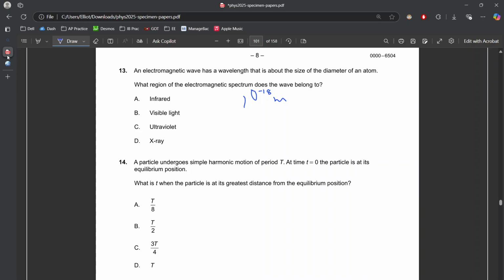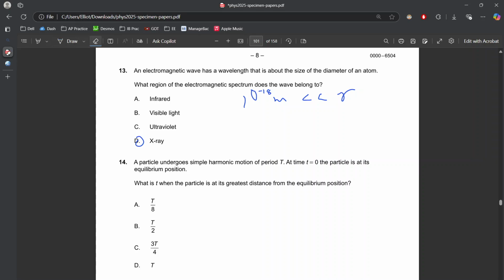Okay, so what are your choices? This is how I would do this. You have infrared, visible light, ultraviolet, and X-ray. My bet's on X-ray, but that is a guess, because 10 to the 8 is smaller than gamma rays, which is the smallest. Just FYI, this is on one of the first pages in your data booklet. It gives you a little diagram of the electromagnetic spectrum based on wavelength.